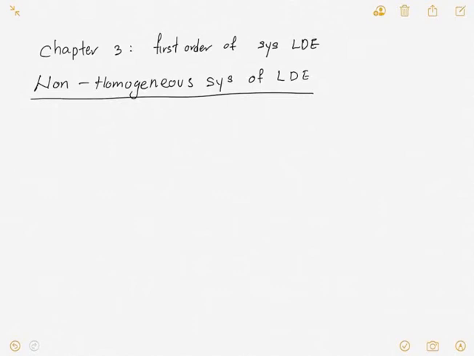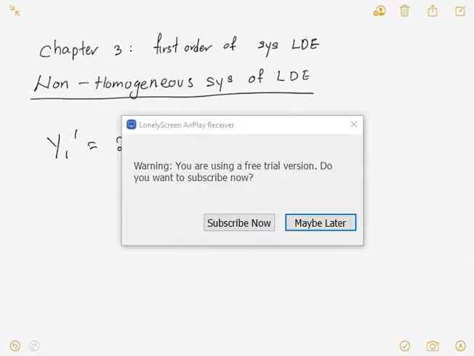Previously you have learned what a homogeneous system of LDE is, but what is homogeneous and what is non-homogeneous? Do you still remember? I'll give you an example. If you look at this one, y1 prime equals 2y1 plus y2, we consider this homogeneous. But if it is non-homogeneous, there would be a plus or minus term with exponent x, or whatever value, maybe just a number 9. This one we consider non-homogeneous.